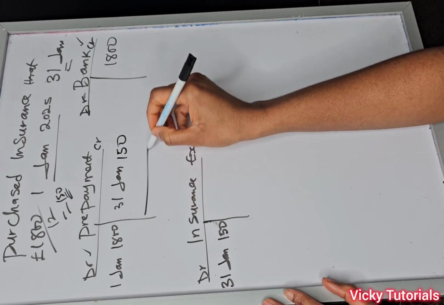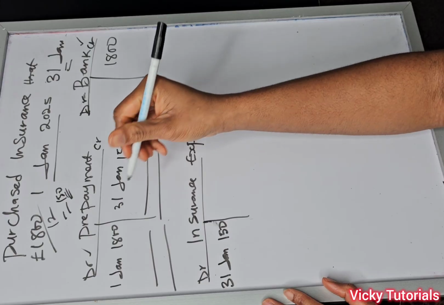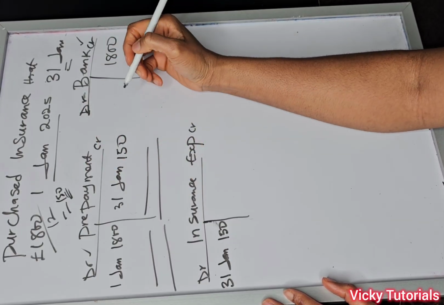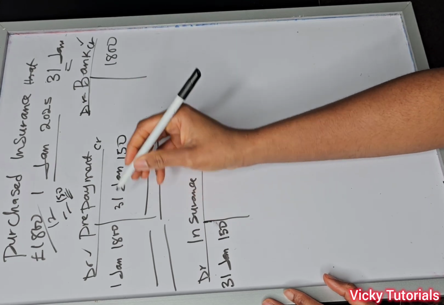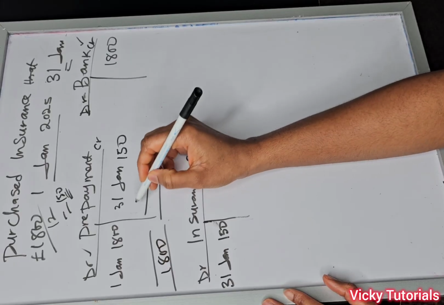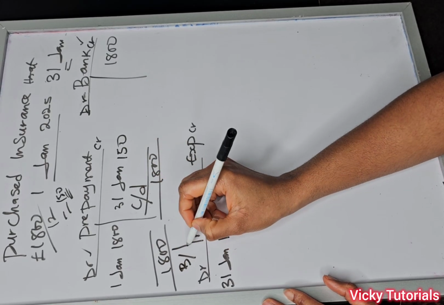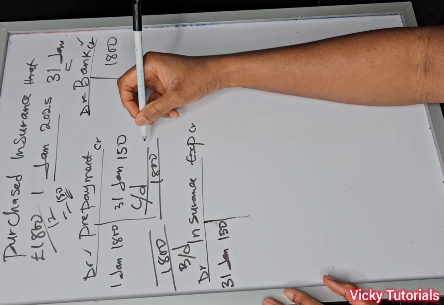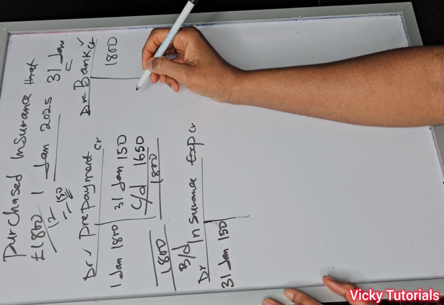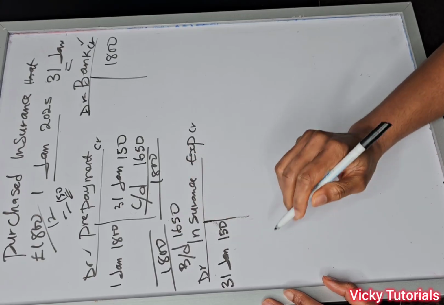By the end of 31st of January, you should adjust your prepayment account to know the carrying amount that you have to carry forward to the next month. So let us balance it up. Here, 1,800, 1,800, balance carried down, balance BD. What is the difference between 1,800 and 150? It should be 1,650, and we'll bring this down here, 1,650.